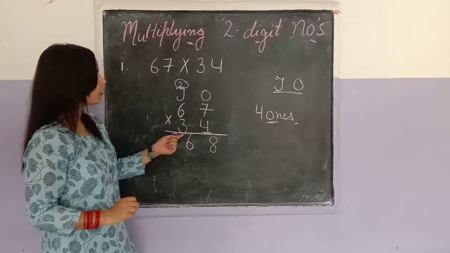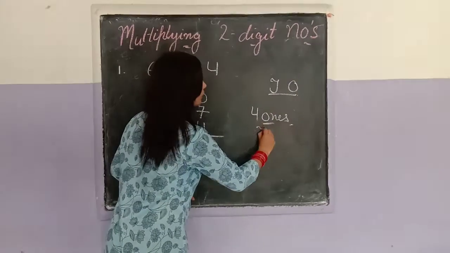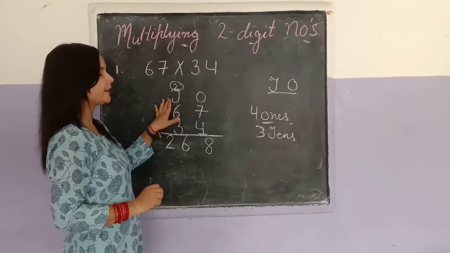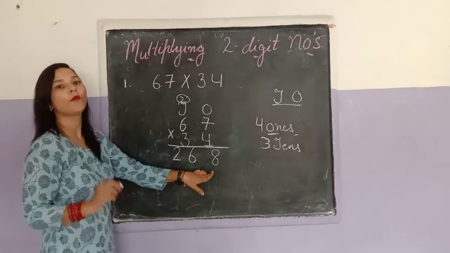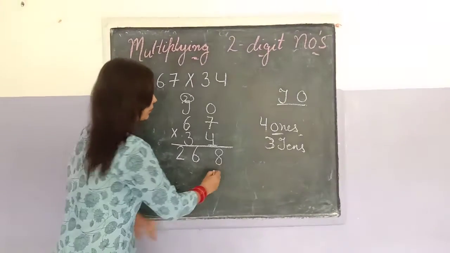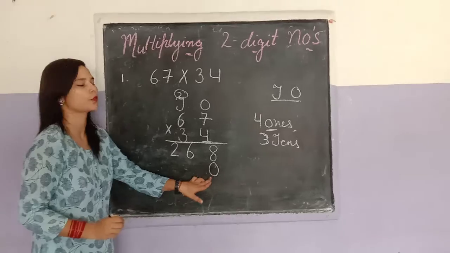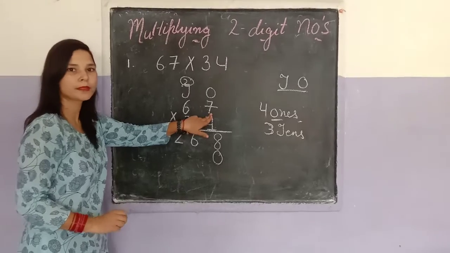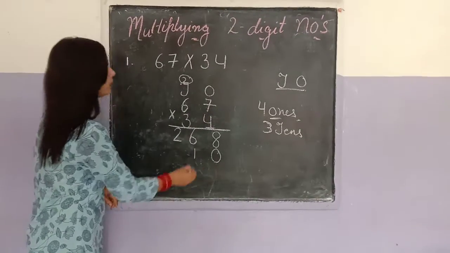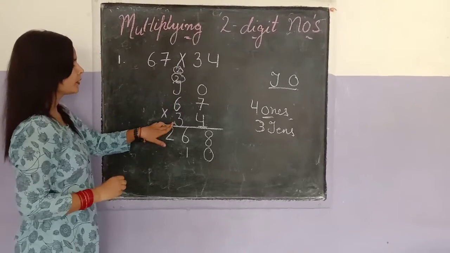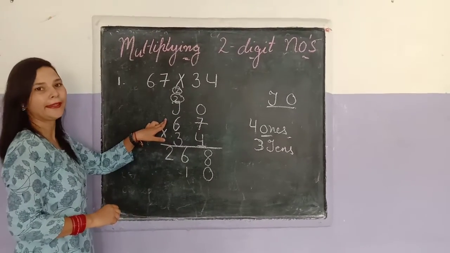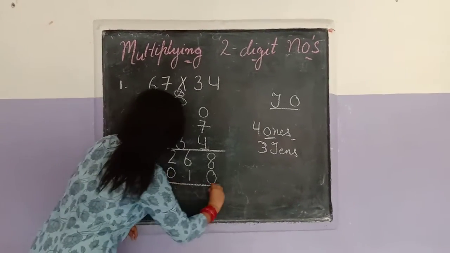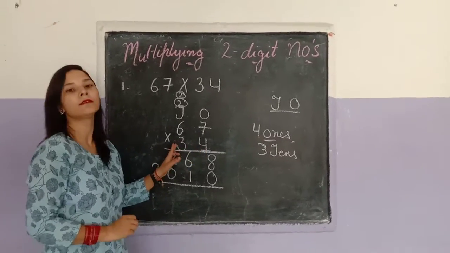Now we will go for 3 tens. As we are starting from the tens, so here at ones place we can put either 0 or cross. Okay, here you can put 0 or you can put cross. Now 3 will start from ones place. 3 times 7 is 21. 1 we will write here and 2 will go up. 3 times 6 is 18. 18 plus 2 is 20. So this is our second step. Start from the ones place and then tens.